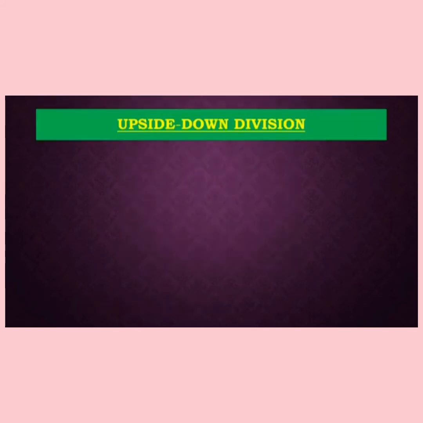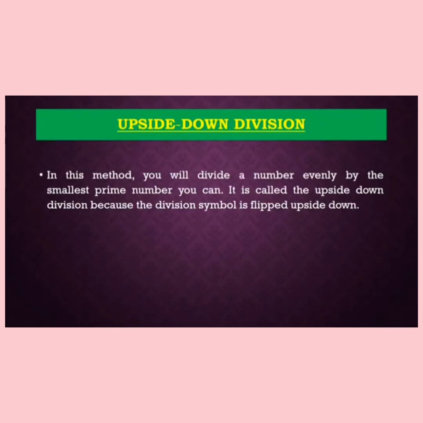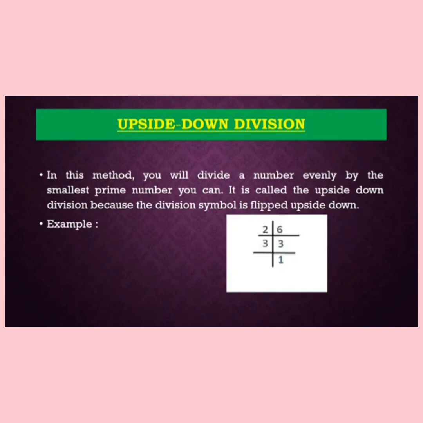Next method of prime factorization is upside down division. In this method, you will divide a number evenly by the smallest prime number you can. It is called the upside down division because the division symbol is flipped upside down. Example, prime factorization of 6. We will start with the smallest prime number 2.